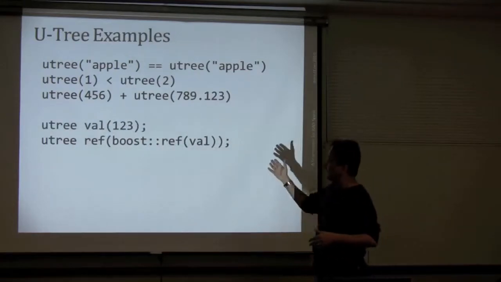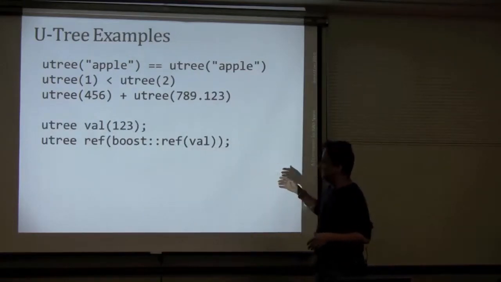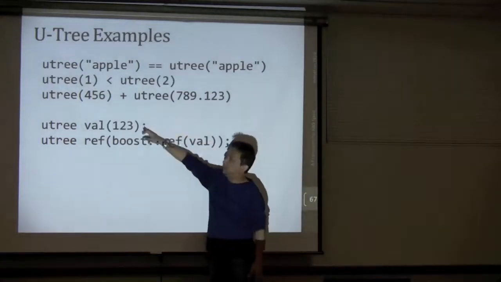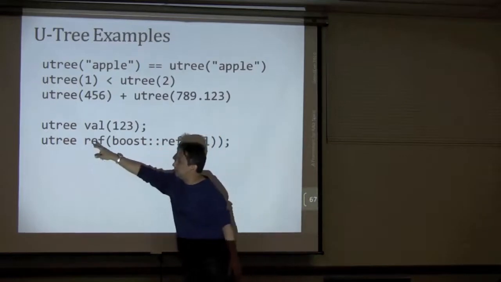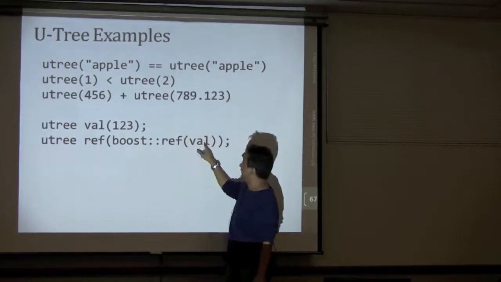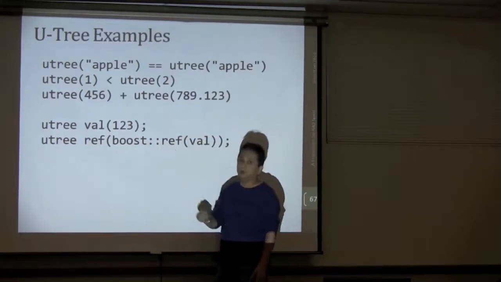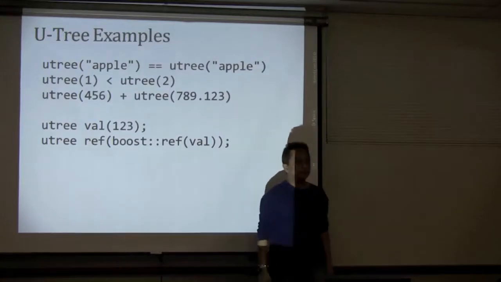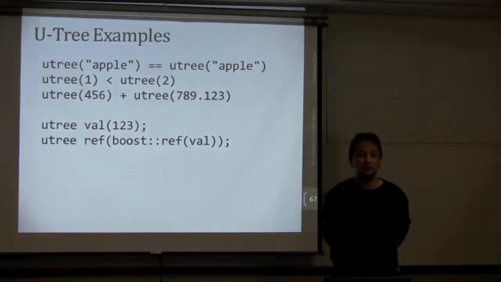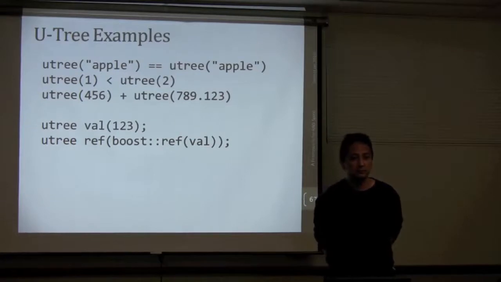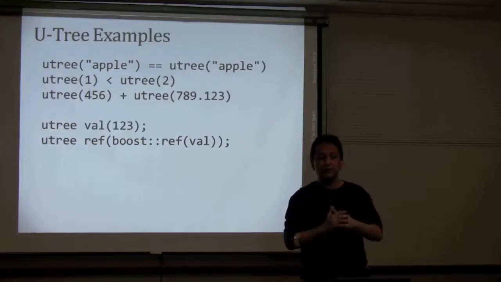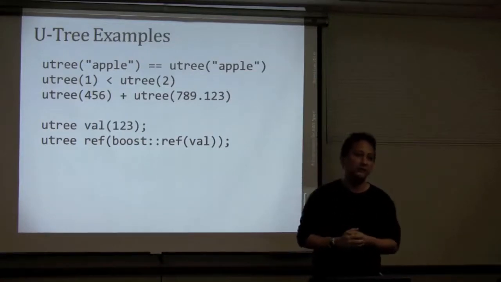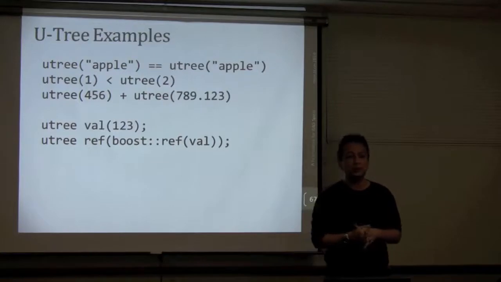Okay, so you can have references there also. So you have a value here, which is an integer. And then I created another U-tree, which references val using boost ref. Can I create cycles? Yeah. And what happens if the types for my operators don't make sense, like if I try to add a string to it? Well, it's dynamically checked at runtime, so you'll have a throw there, an exception.